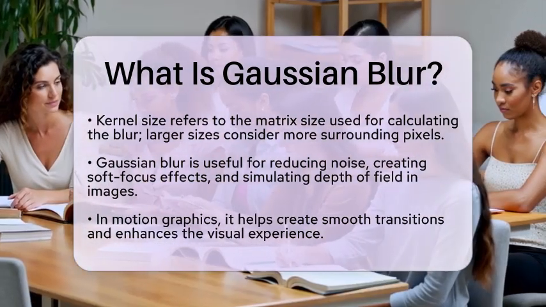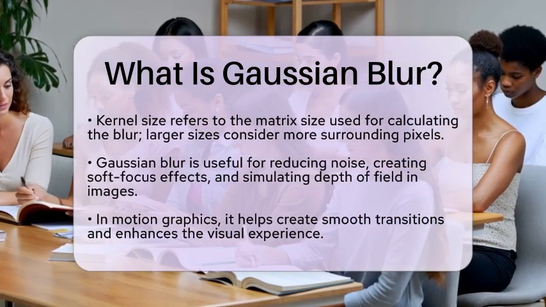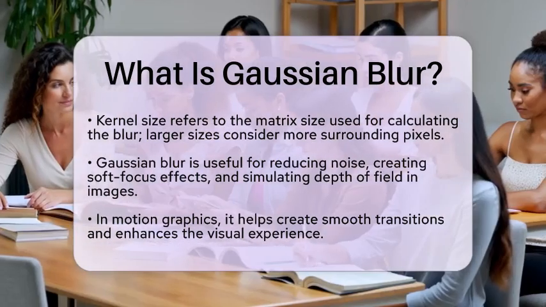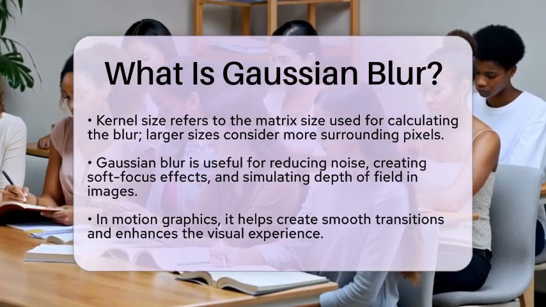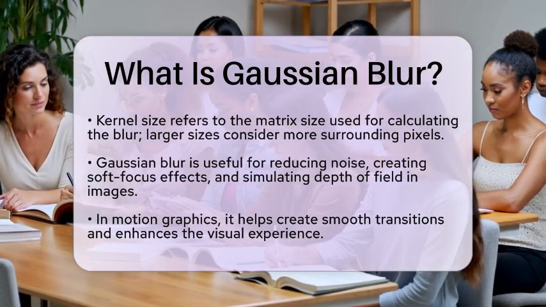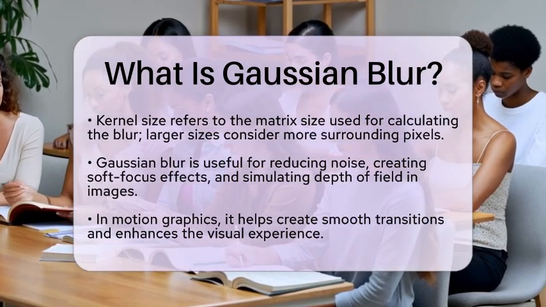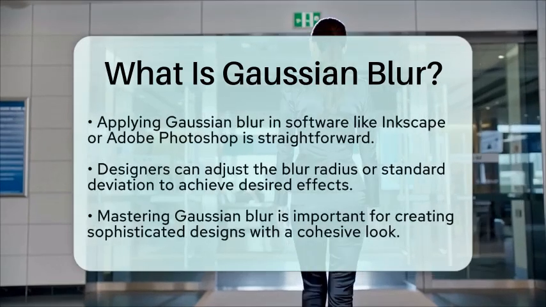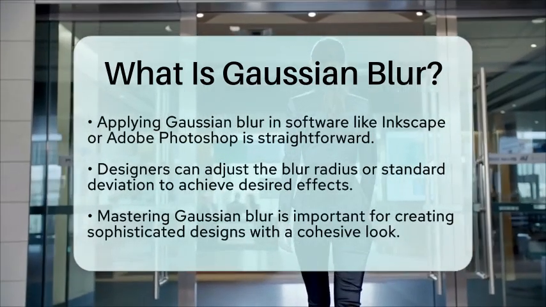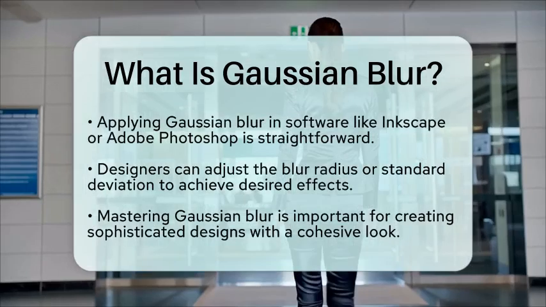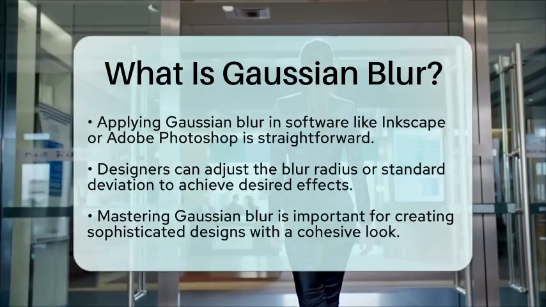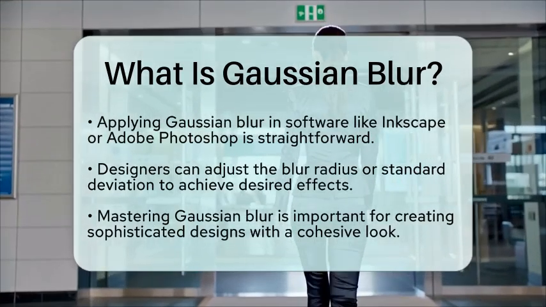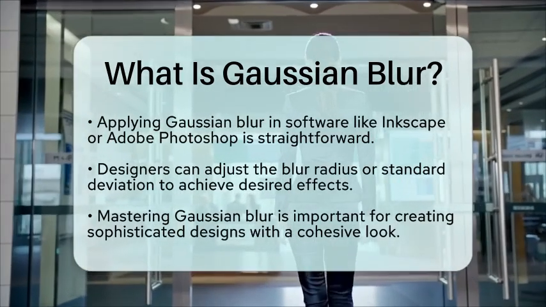In motion graphics, this technique is used to create smooth transitions and backgrounds, making the overall visual experience more enjoyable. If you are using graphic design software like Inkscape or Adobe Photoshop, applying Gaussian blur is quite simple. You can adjust the blur radius or standard deviation to get the effect you want. This technique is versatile and can be combined with other effects to create stunning visuals.